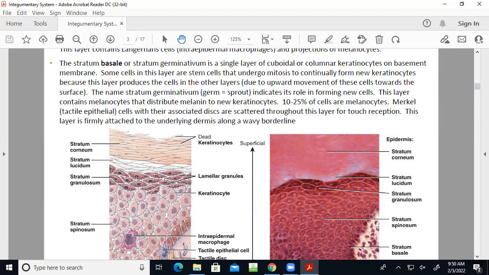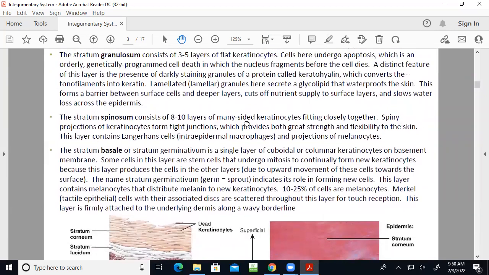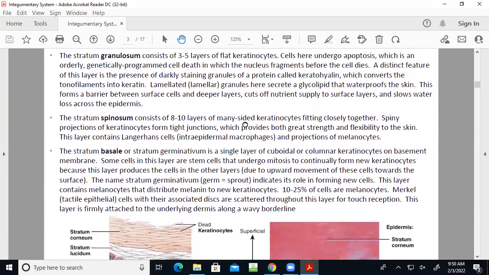So apoptosis is not like an accidental death. It's a purposeful death. The cells that are going to eventually be lost off the skin don't need to be living until that point. This middle layer, the granulosum, is where that dying takes place.